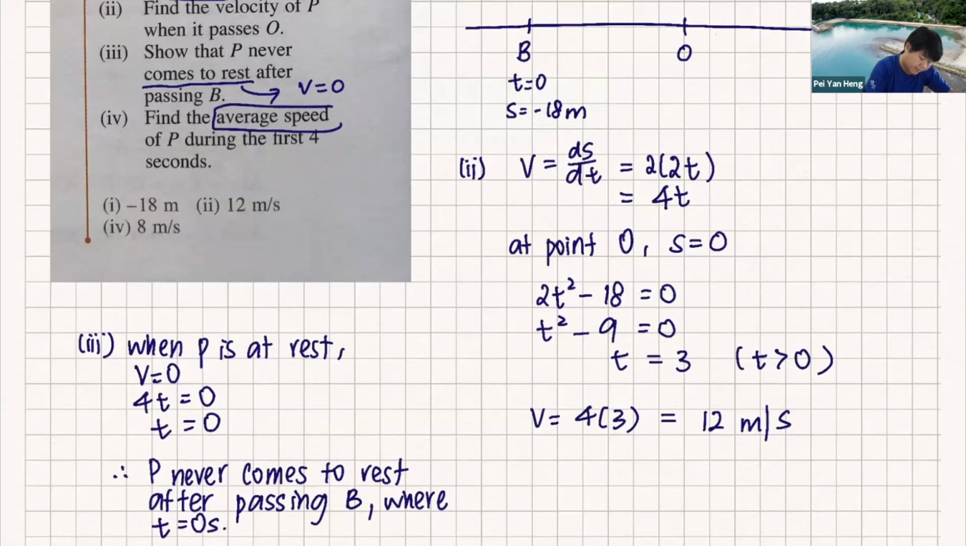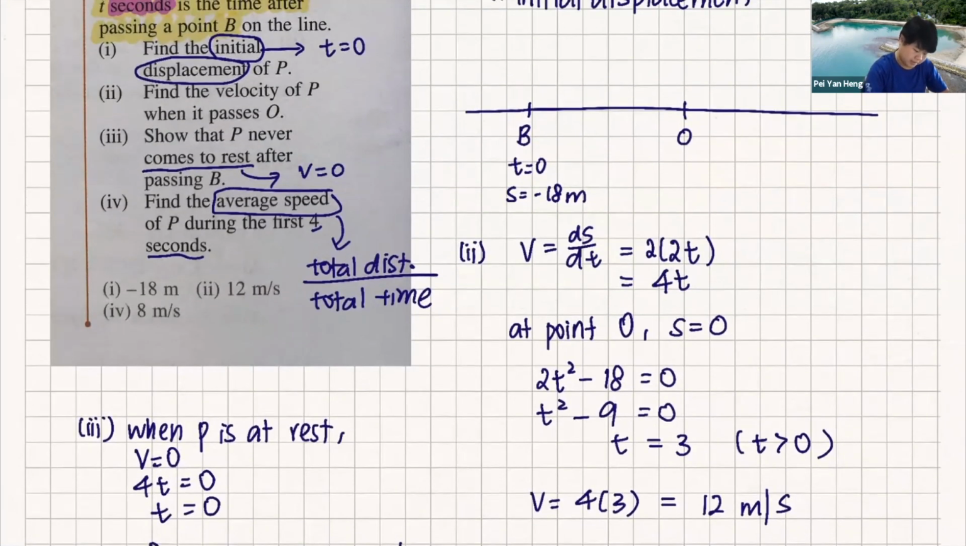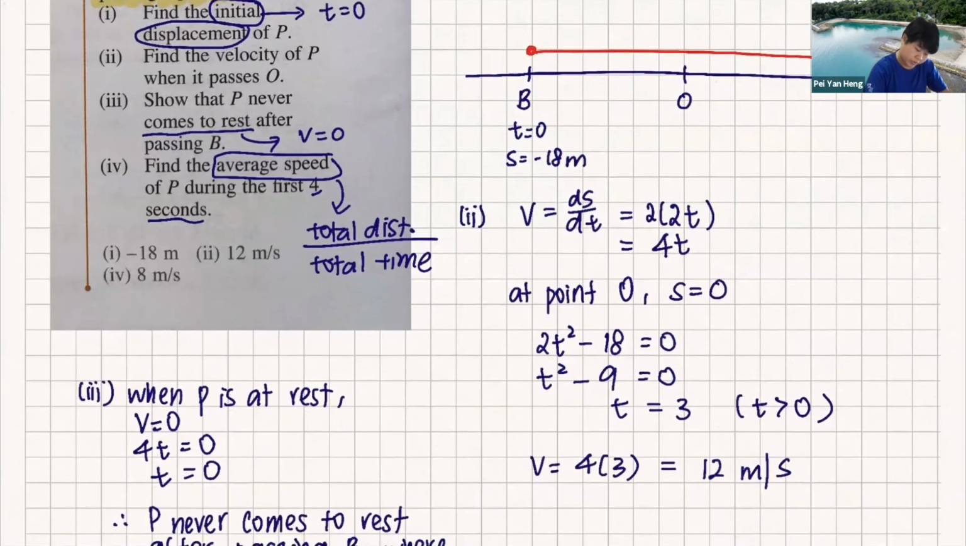Please recall the average speed is total distance over total time. They want the first 4 seconds. If you look at the diagram, the particle is just going this way at t equals 0, and we know that at point O, this is t equals 3 seconds.